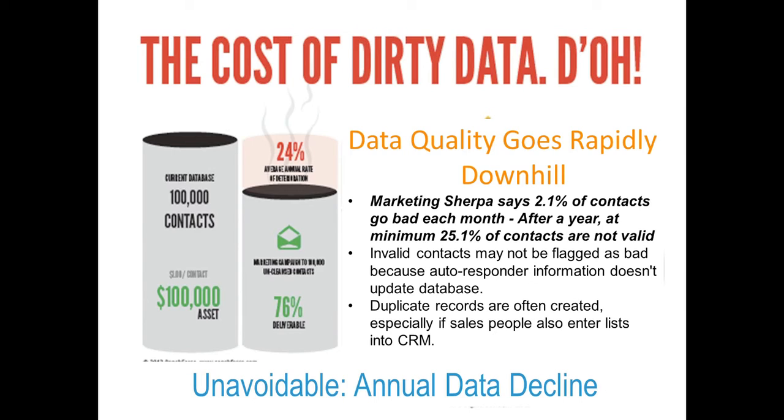But what happens with this database? We're talking about people at companies, and they might be changing jobs. They might have left the company, the company might have gone out of business, been acquired, or have a different domain. So data quality goes downhill in business to business at approximately 2.1% per month. So about 25% of contacts are not valid.